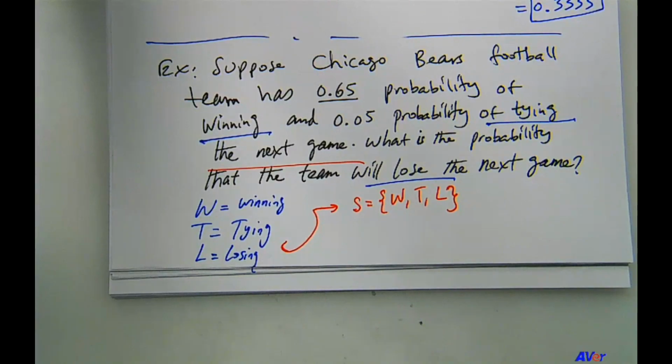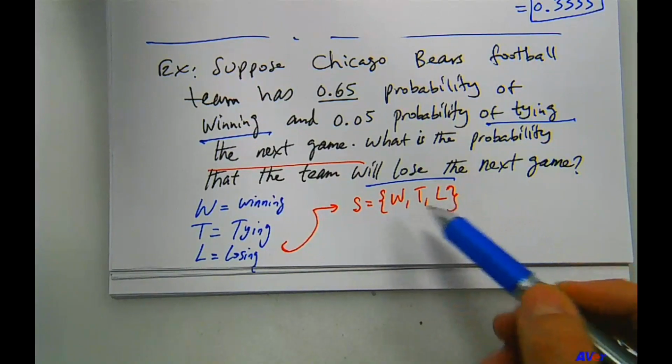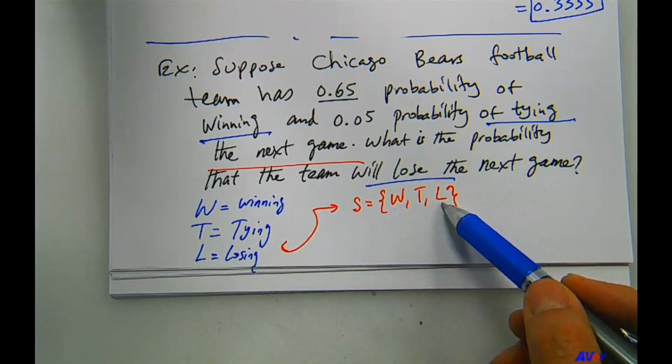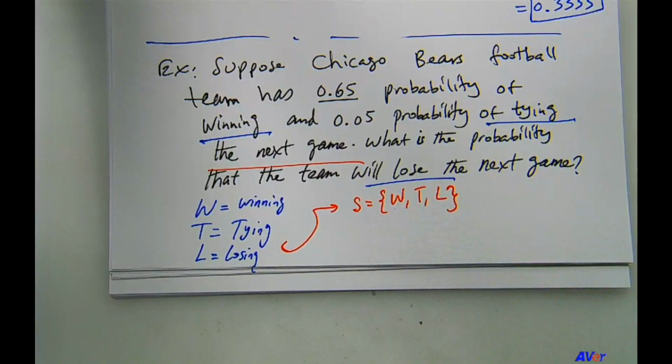That's what a sample space is: all possible outcomes, no matter how many times they play each other. Because we already said that the probability of the outcomes in a sample space, if you add those probabilities, they should add up to 1, right?